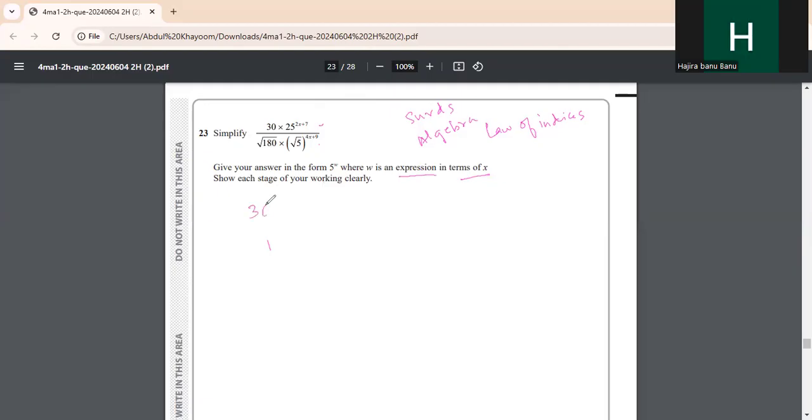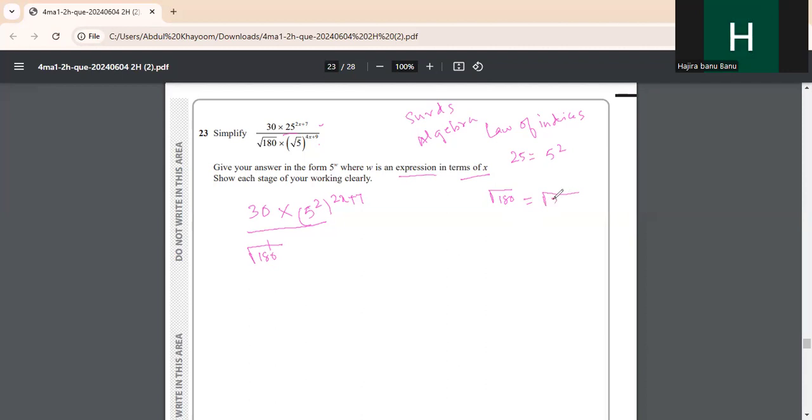So now I'll start with the 25. Look at this 25. 25 can be written as 5 square. So 5 square whole to the power of 2x plus 7 divided by square root of 180. Now, square root of 180 can be written as square root of how much? 18.